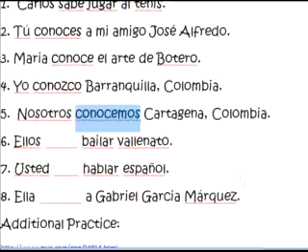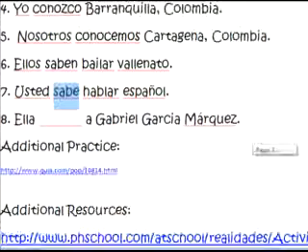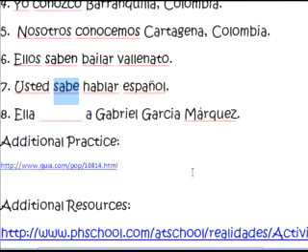They know how to dance vallenato. Saben bailar. You know how to speak Spanish. Usted sabe hablar español. She knows Gabriel García Márquez, who is a famous Colombian writer. Ella conoce a, personal A, Gabriel García Márquez.